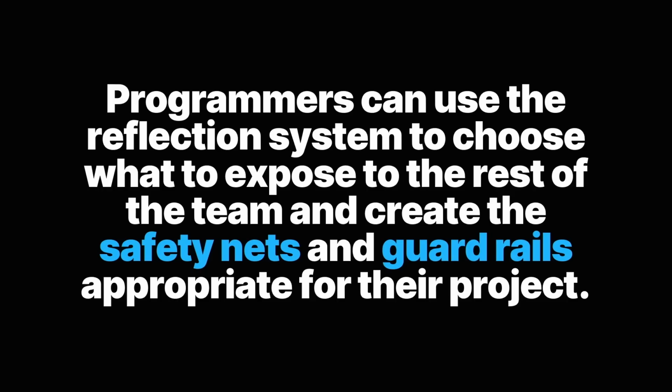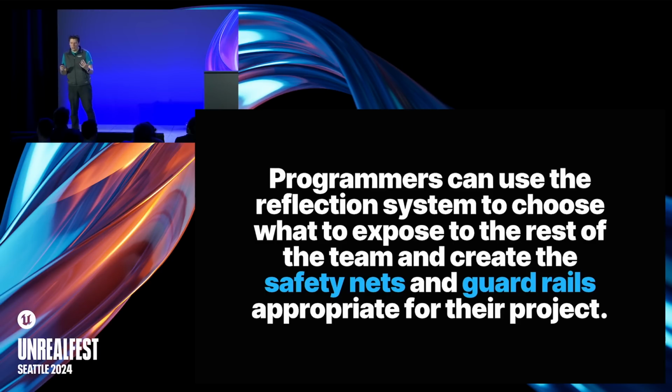The other thing I will flag is that programmers can use the reflection system that's in Unreal to choose what to expose to the rest of the team. So if you have a base class, you can choose what's going to be accessible within Blueprint, which is effectively, in a way, what the game playability system is. It's a version that exposes the right stuff to the right people and then doesn't give them too much else. They're working within the system you've developed.